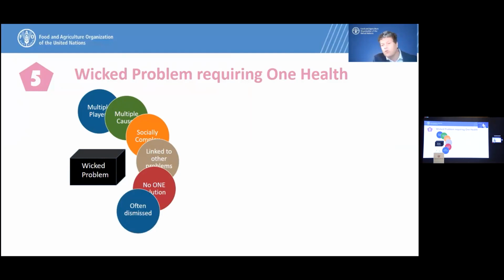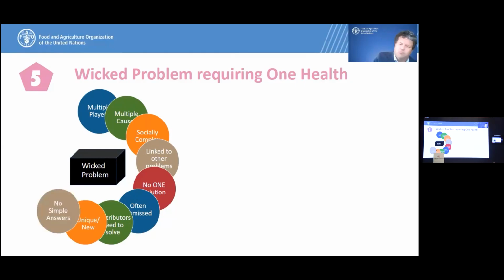It is often dismissed or kicked down the road to address at a later time because it's complicated. The contributors, this is important, are also the same people that are needed to help solve the problem. And sometimes the different contributors and problem solvers have differing views, perspectives, and priorities. The problem is new and unique. It's unprecedented. We haven't addressed something like this before. There's no simple answer, and it requires a behavior change. Something has to change to make this go away.